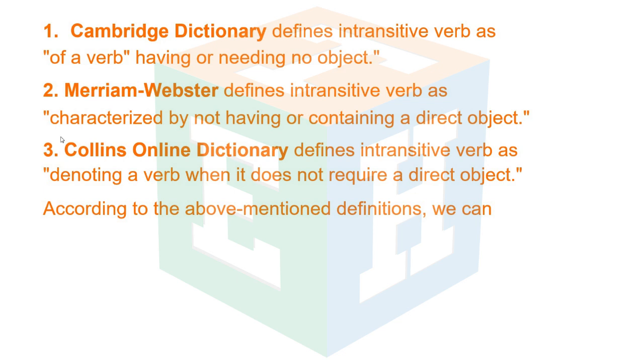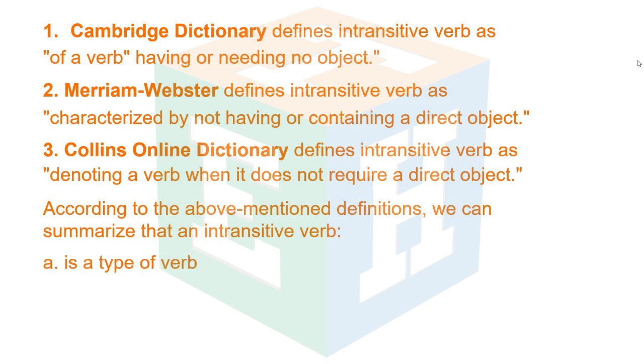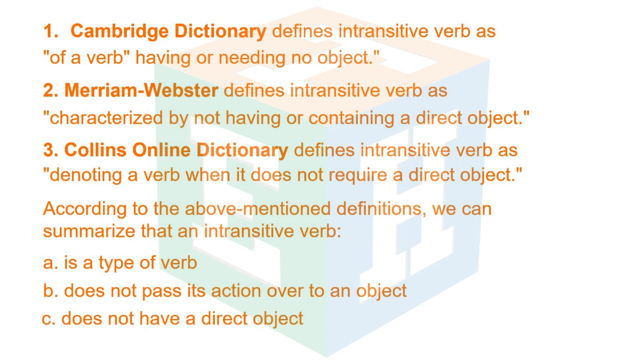According to the above mentioned definitions, we can summarize that an intransitive verb: A, is a type of verb. B, does not pass its action over to an object. C, does not have a direct object.